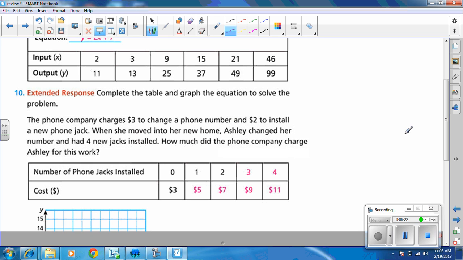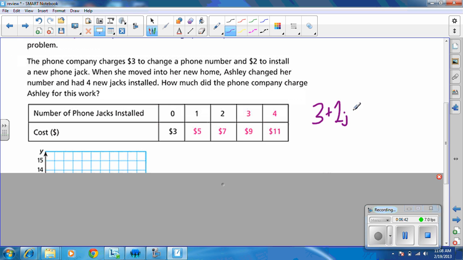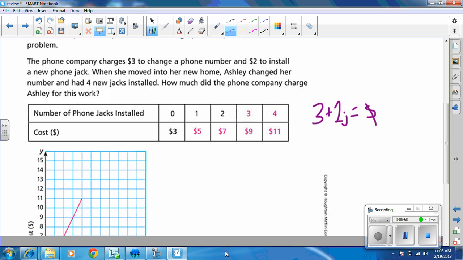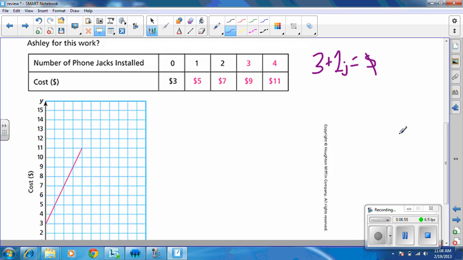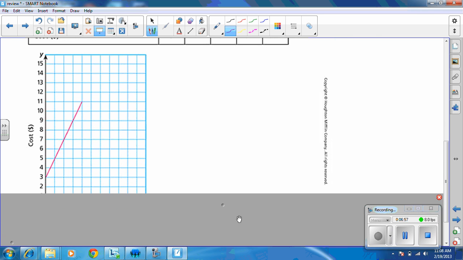So when you think about your equation for this, it's $3 plus 2J, right? $2 times the jacks installed. So flat rate of 3, 2 times J. Okay, that would be your equation, equals your cost. Then the number of jacks. Okay, and when you graph that out, your graph should look like this. So just plotting those X and Y coordinates from the graph.